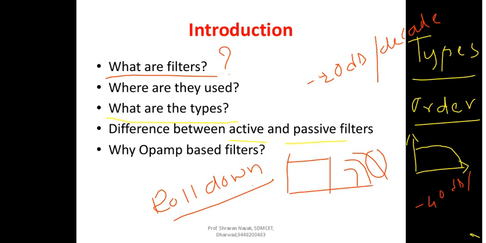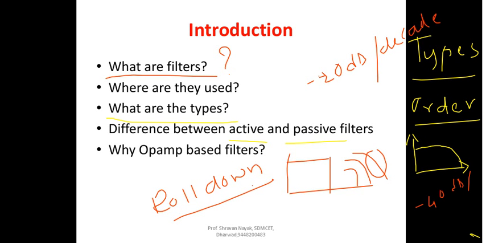Generally, we won't go beyond the third order filter, though theoretically you can go to any n order filter, right? And how exactly the roll off decides the performance of the filter, all those things we shall see in our subsequent slides. But the types based on the roll off are referred to as the order of the filter. That is the first order filter, second order filter, third order filter, so on and so forth, right?